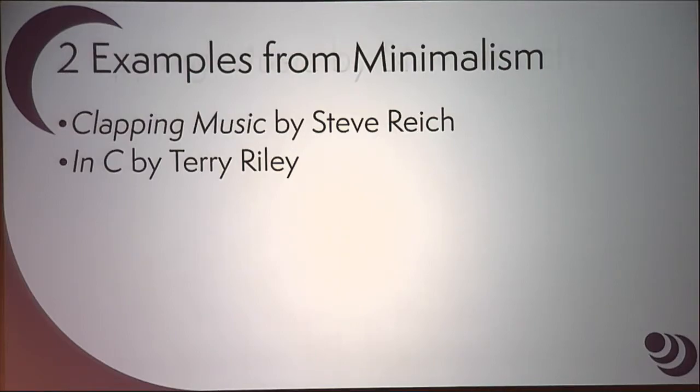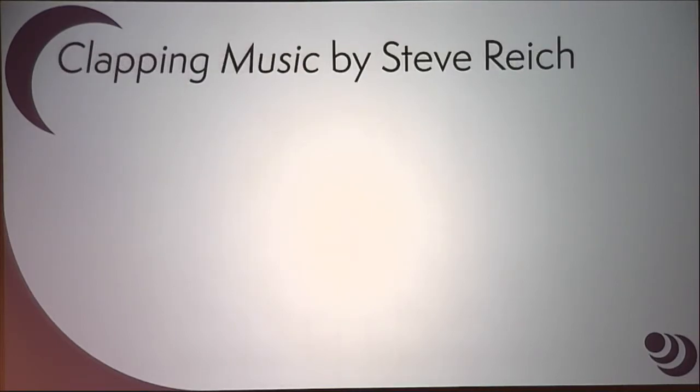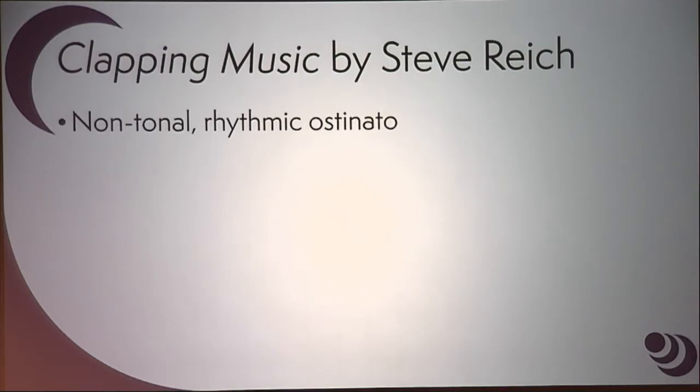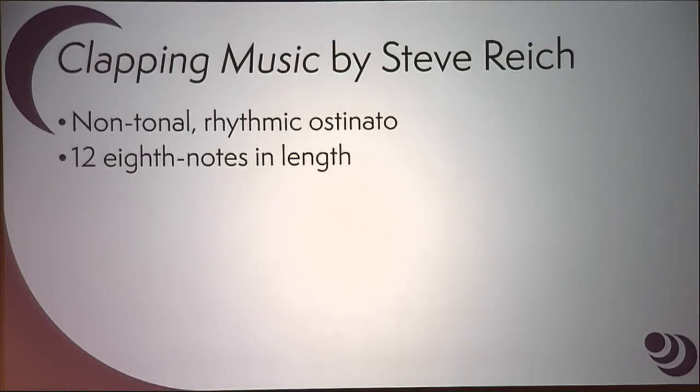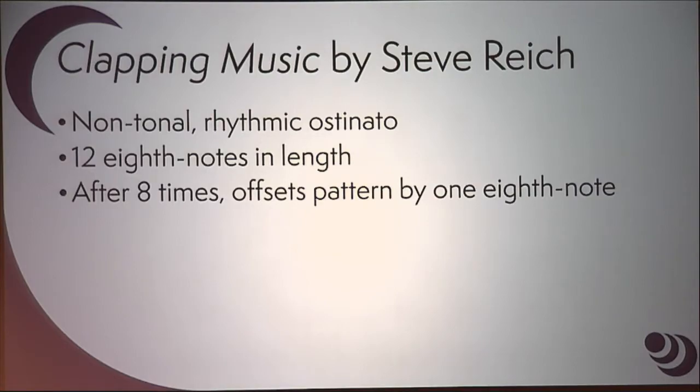Steve Reich's Clapping Music is a piece entirely constructed of a single measure, non-tonal rhythmic ostinato. It's a clapping pattern, 12 eighth notes in length, with strategically placed claps and rests, intended for two performers. After every 8 repetitions of this, I'm gonna botch the ostinato, but I'm gonna try it for you. I think it's.